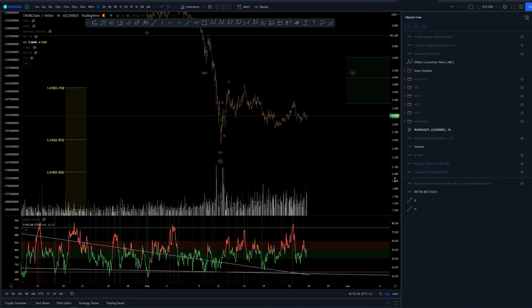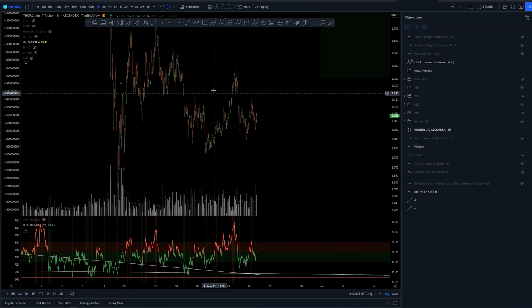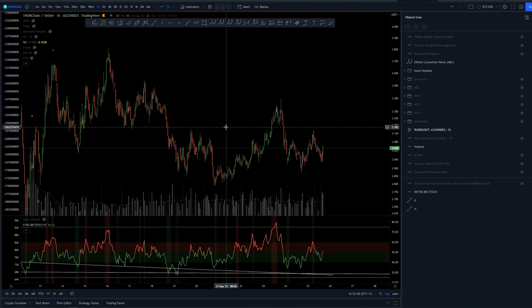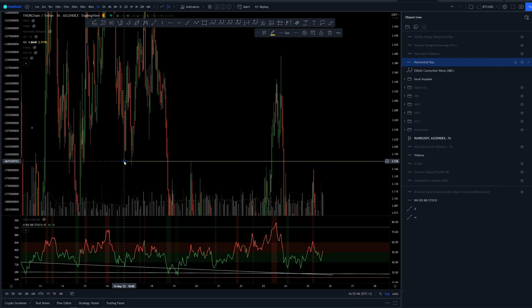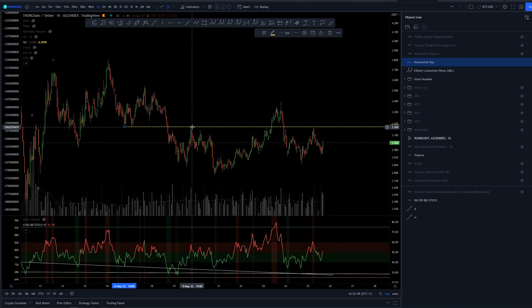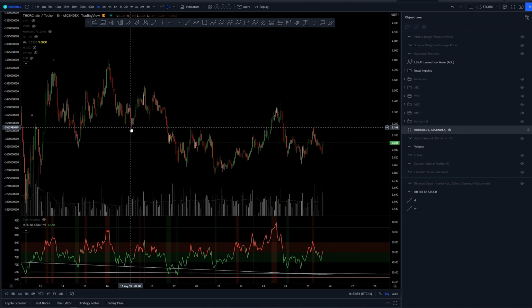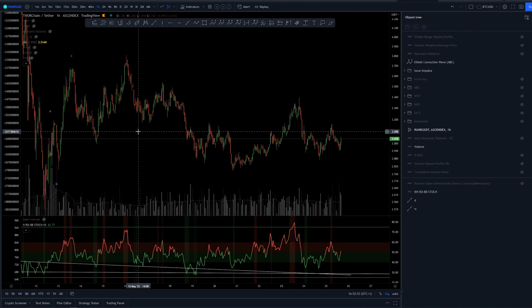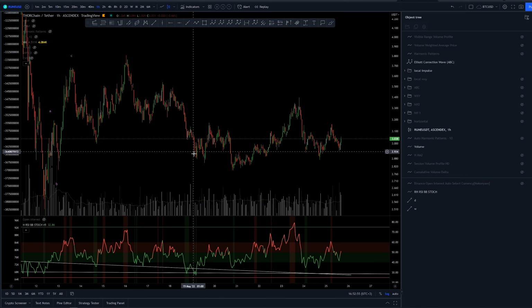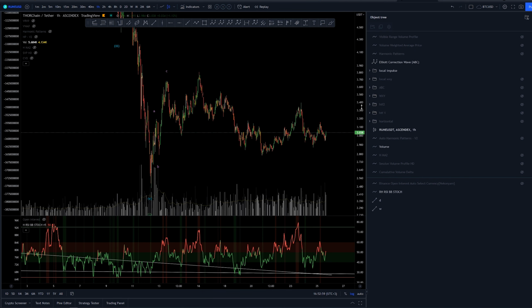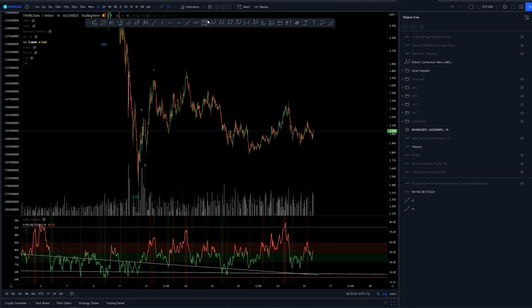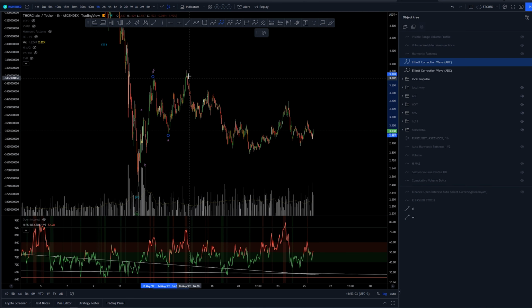I think there might be an overlap here. Let's take a look. If we are placing the end of 1 here, then there's no overlap. If here, then there is overlap. So we could have 1, 2, 3, 4 and 5 for another ABC structure here, if we want to label it like this.